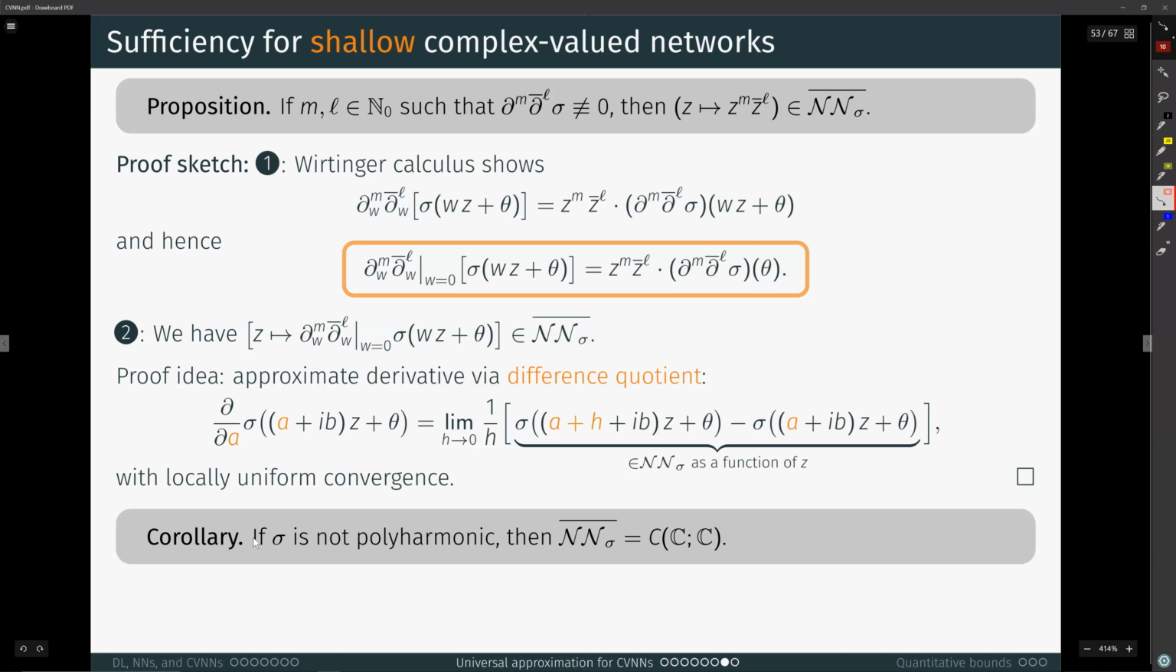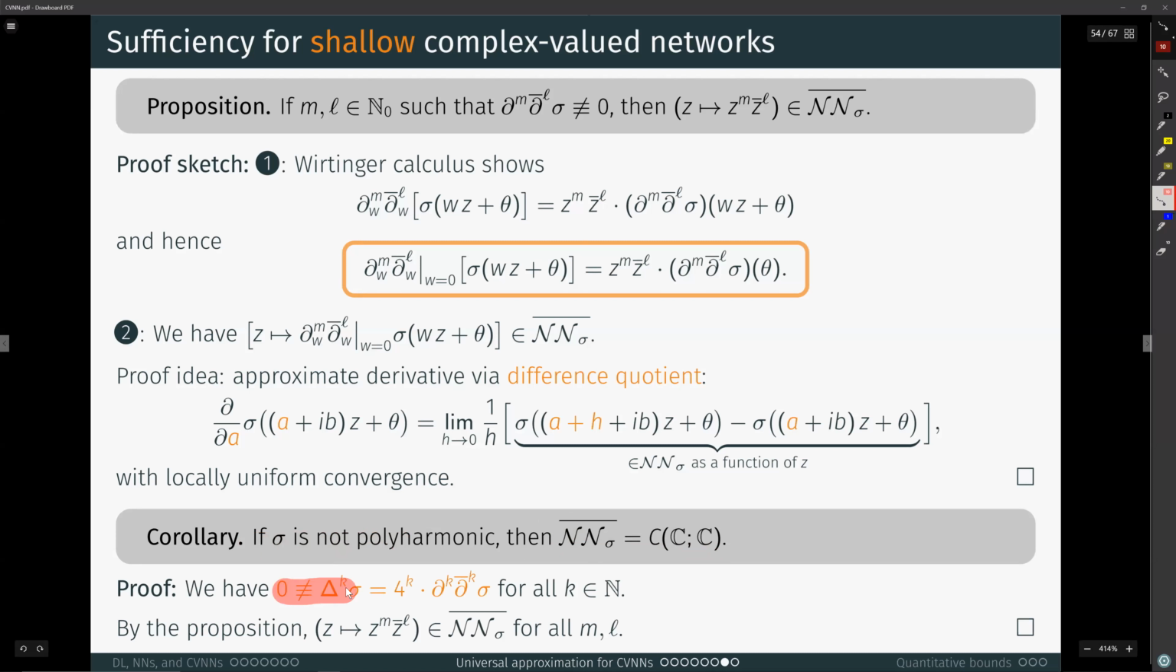Okay, and the corollary is the universal approximation theorem. If sigma is not polyharmonic, then you get universality. Why? Because if sigma is not polyharmonic, remember you can rewrite the Laplacian as del del bar. So this mixed derivative is non-zero, and then also all lower order derivatives are non-zero, because otherwise this one would also be zero, right? And this means you can then get all monomials, and once you have all such monomials, by Stone-Weierstrass, you get everything. Okay, so this proves the thing for the shallow case.